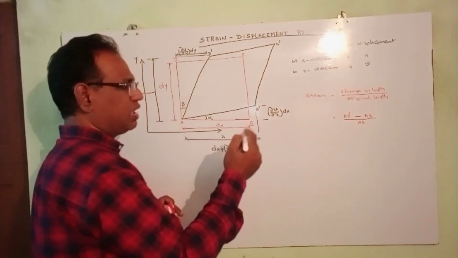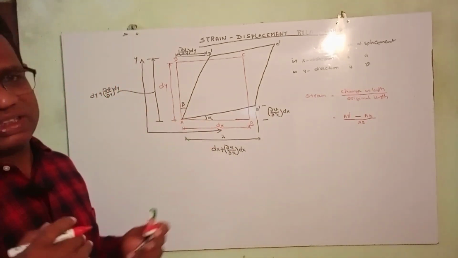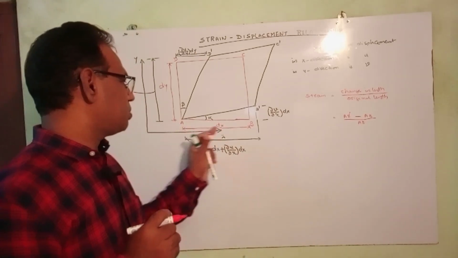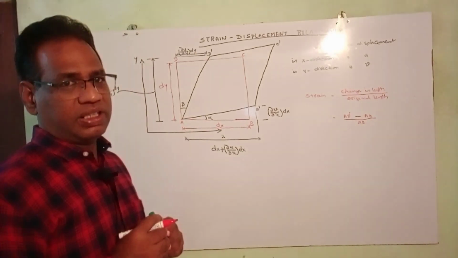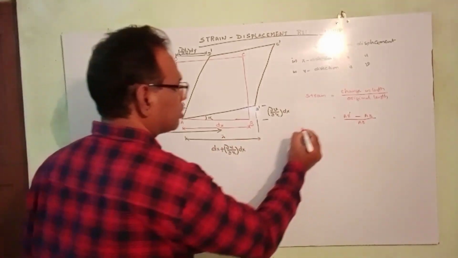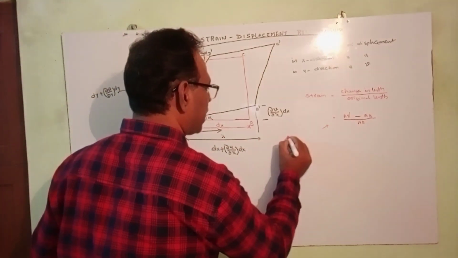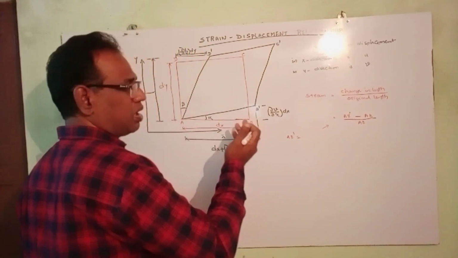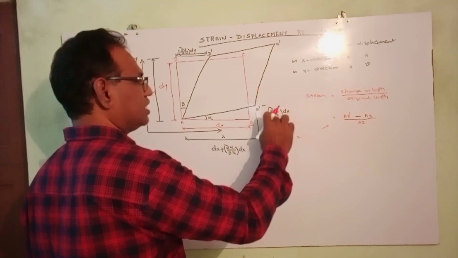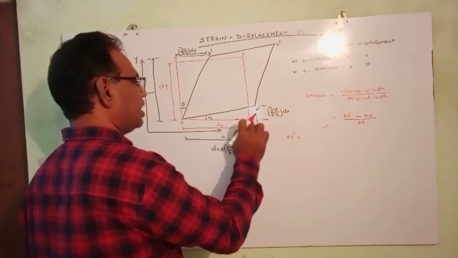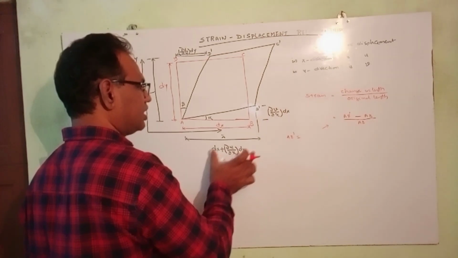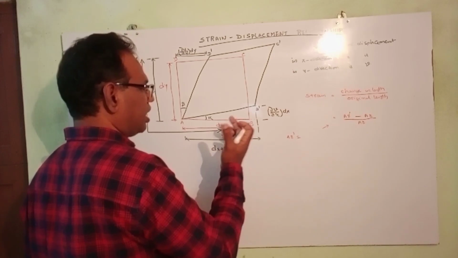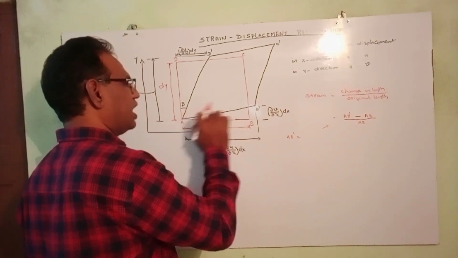Now we have to calculate what is AB. AB is nothing but dx, the original dimension. AB length is nothing but dx. AB dash we have to find. So for substituting here, I am going to calculate AB dash by applying simple mathematics, because this particular length dx is available, and the elongated length is available up to this particular length. Now I can apply simple trigonometry.